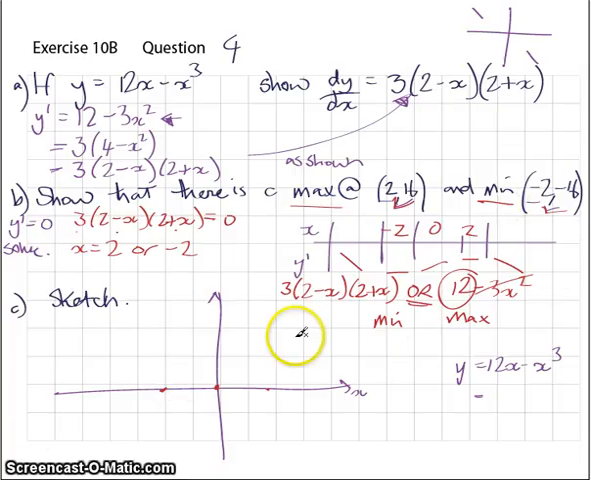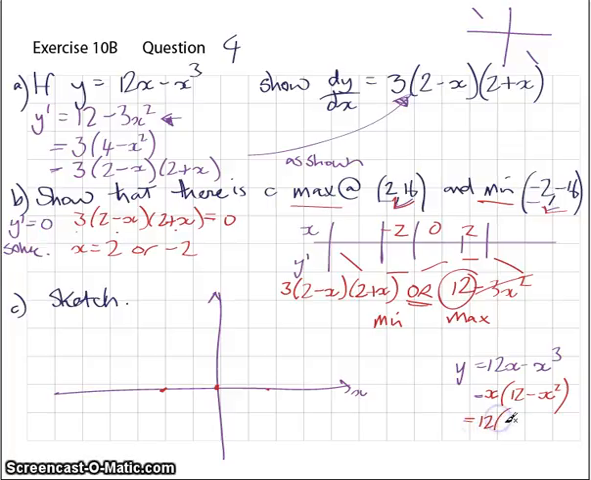Now we're going to try and do a sketch and put all this information together. I need to start by looking at the original function, 12x minus x cubed. I'm going to factorise that. I'm going to take just x out of there. That gives me x times (12 minus x squared). Now it's not the nicest factorisation, but I can still call this the difference of two squares.